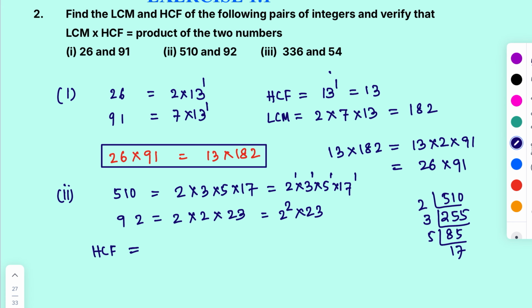What about LCM? We have to take the highest power of each prime factor. Here the prime factors are 2, 3, 5, 17 and 23. So we have to take the highest power. So 2 to the power 2 into 3 to the power 1 into 5 into 17 into 23. So if we calculate, it will be equal to 4 into 3, 12 into 5, that is 60, that is equal to 60 into 17 into 23, which will be equal to 23460.